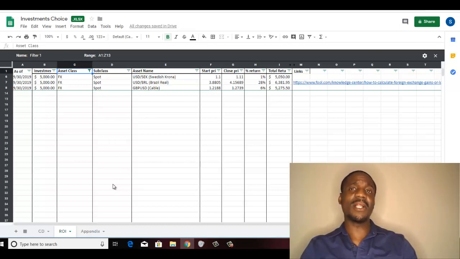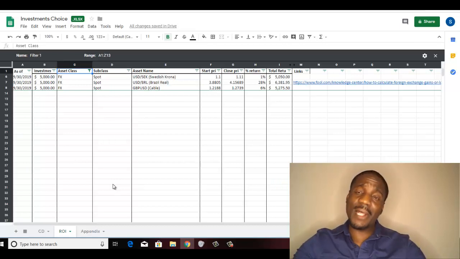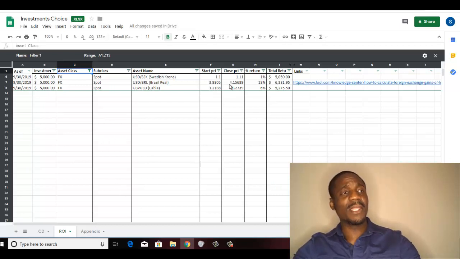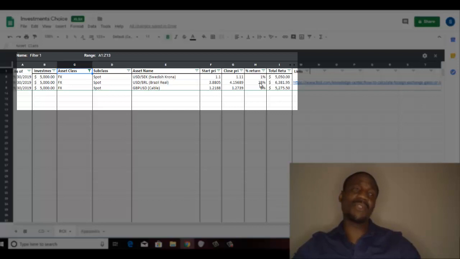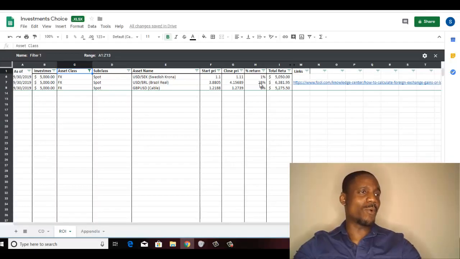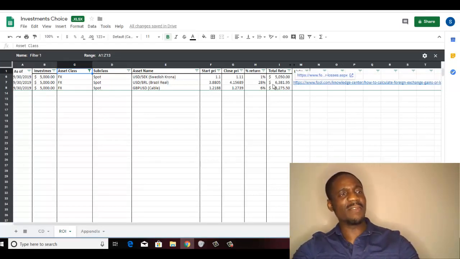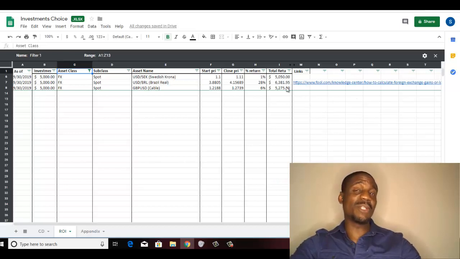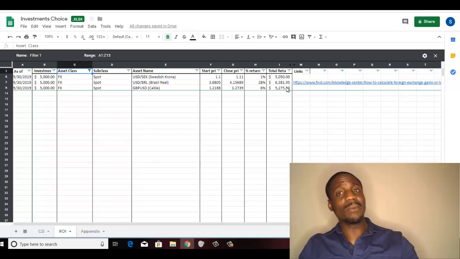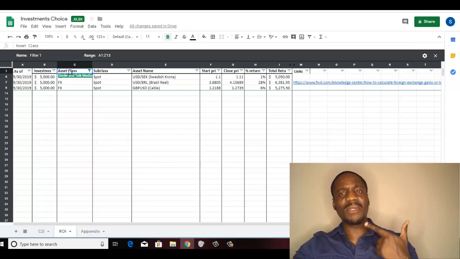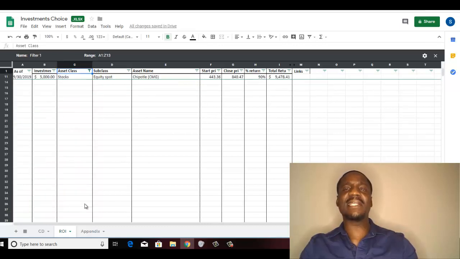If you invested in the Brazilian real this year, you would have gotten a 28% return on your money because it moved from 3.8 up to 4.15 from January to September. So a $5,000 investment in the Brazilian real would have given you $6,300. So there you go. We've looked at cash, we've looked at index and mutual funds, we've looked at the foreign exchange market. So the next asset class I want to look at is the equity market, stocks.